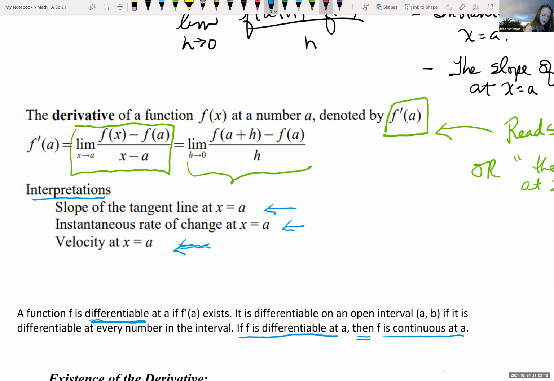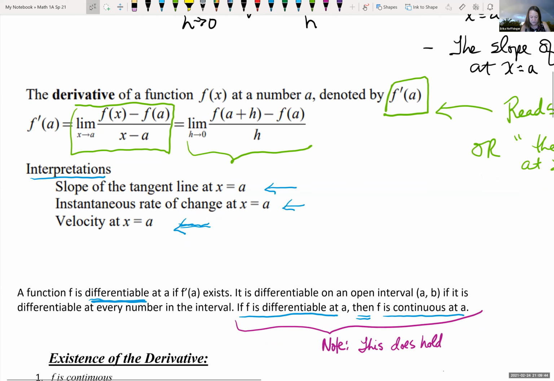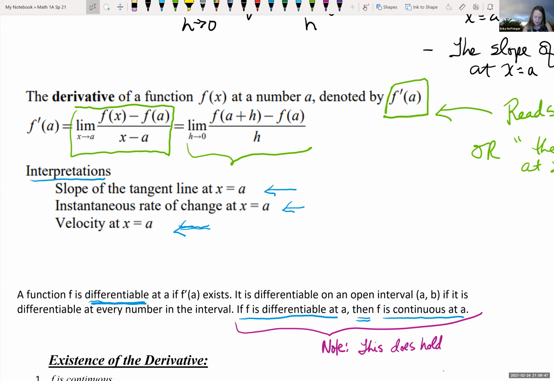I'm going to come back with that in a minute. But note that this does not go in the other direction. So this does not hold. It does not necessarily hold: if f is continuous at x equals a, then it also is differentiable at x equals a. This does not necessarily hold in the other direction.